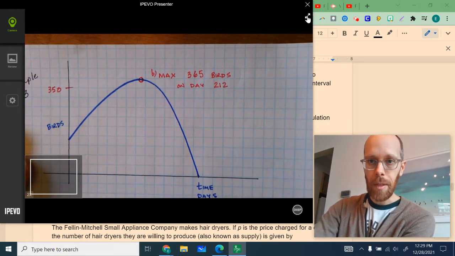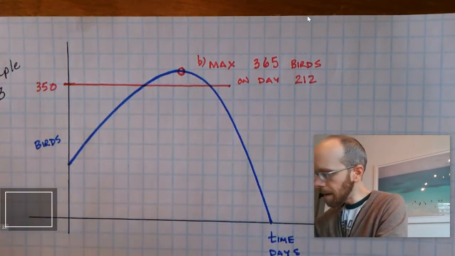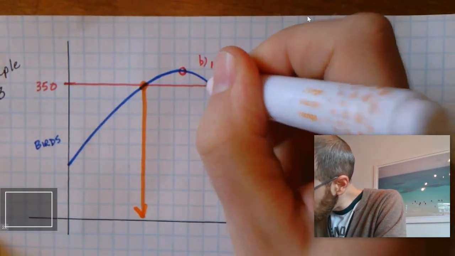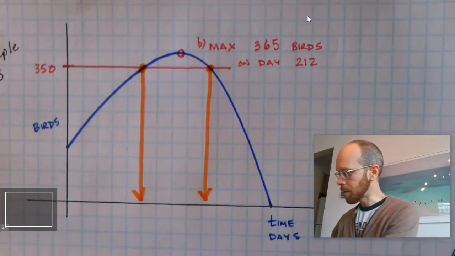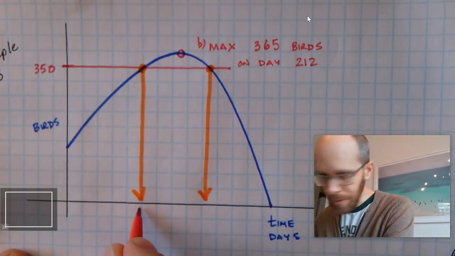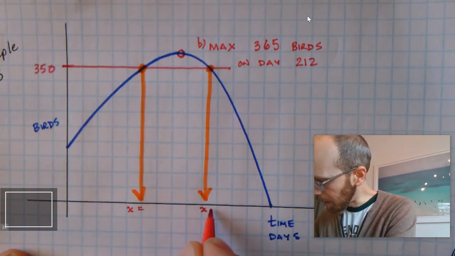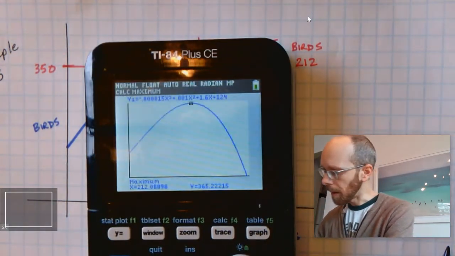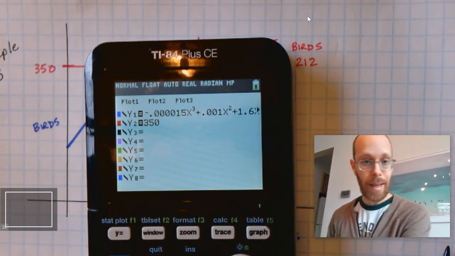If that's the 350, then I'm going to draw a horizontal line. Everywhere from this time until this time right here, on this time interval, this is where the National Wildlife Service will be taking action. So what we want to figure out is what is the X value right here, and what is the X value right here, because those will be our times. The calculator will do this for you as well. You do need to go back to y equals and then go down to y2, and you need to graph y equals 350.